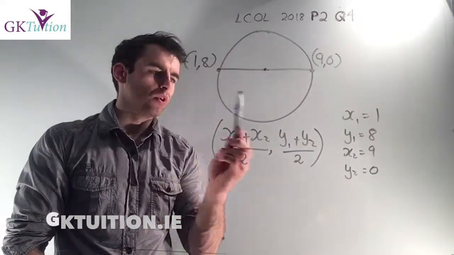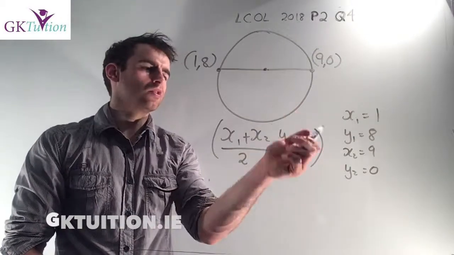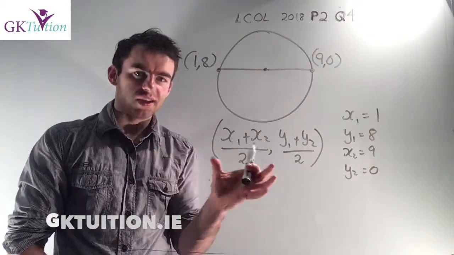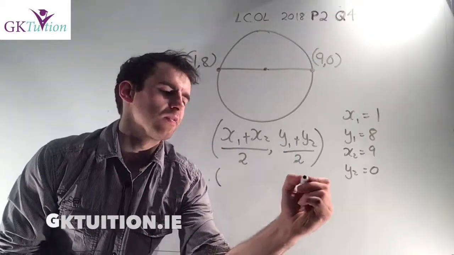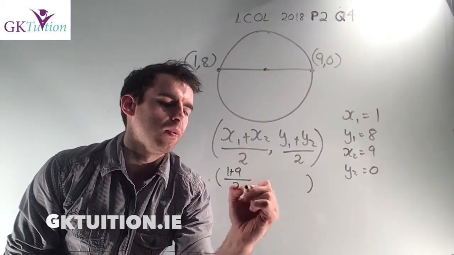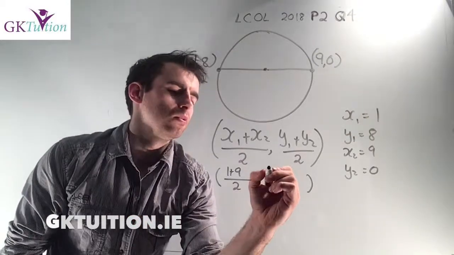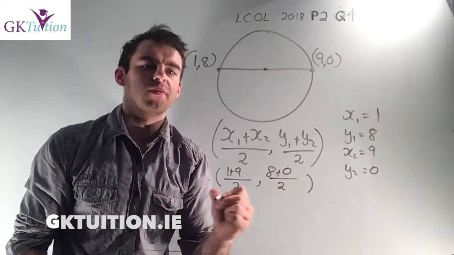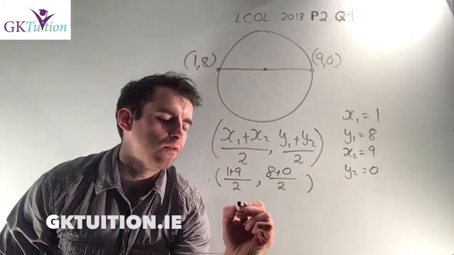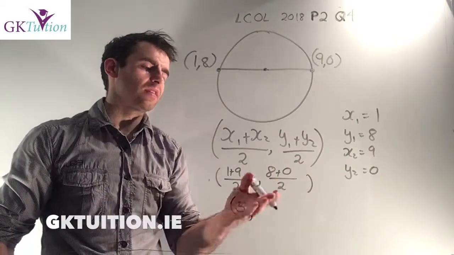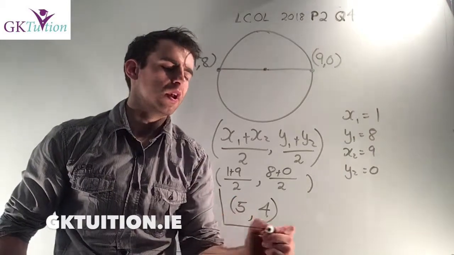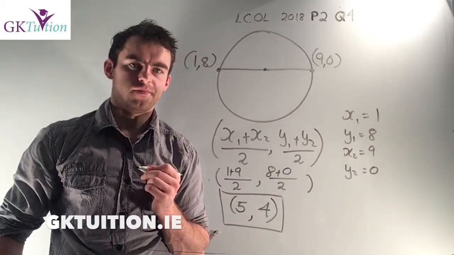Again, it doesn't matter which one is x1, y1 and which one is x2, y2. I could swap that so that this is x2, this is y2, this is x1, and this is y1, and I'd still end up with the same answer. But in this case, x1 plus x2 is 1 plus 9 divided by 2, and y1 plus y2 is 8 plus 0 divided by 2. 1 plus 9 is 10, and 10 divided by 2 is 5. 8 plus 0 is 8, and 8 divided by 2 is 4. So your final answer for that bit, the center of the circle, is the point (5, 4).